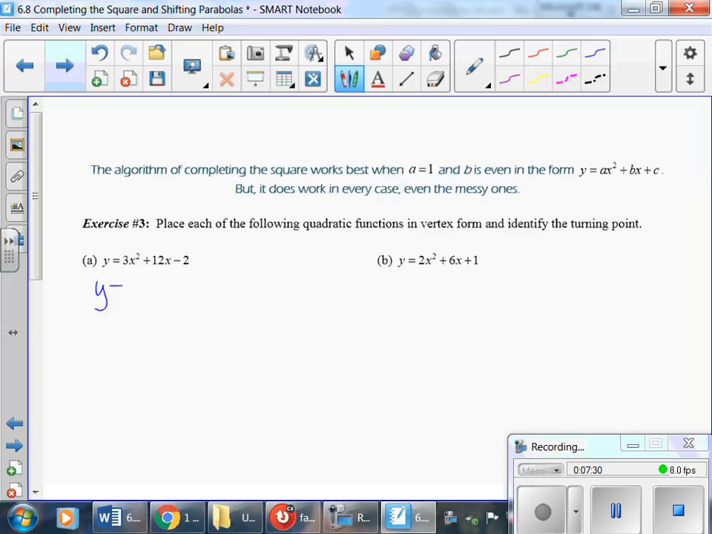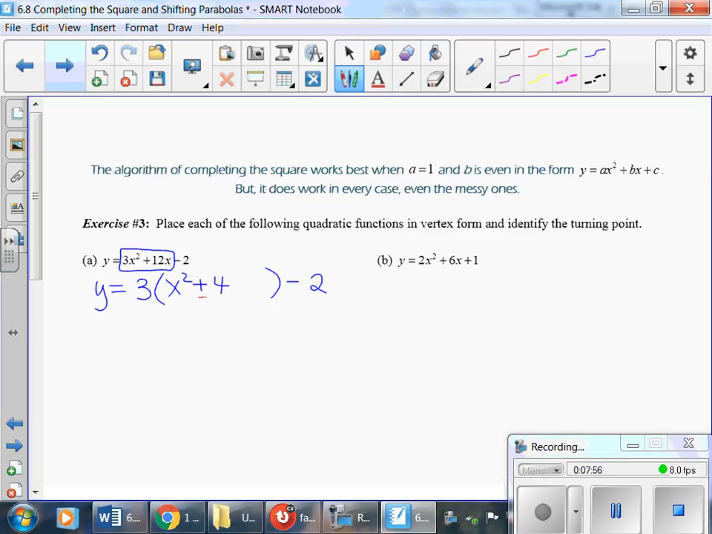So in this case, what I'm going to do is I'm going to factor out the 3. So I get y equals 3 parentheses. Now I don't have to factor out necessarily of that 2. So all I'm going to do right here is look at this piece right here. So factor out the 3 and we get x squared plus 4, correct? All right, and I can leave that negative 2 out the back here. So now we're going to complete the square. How do we complete the square?